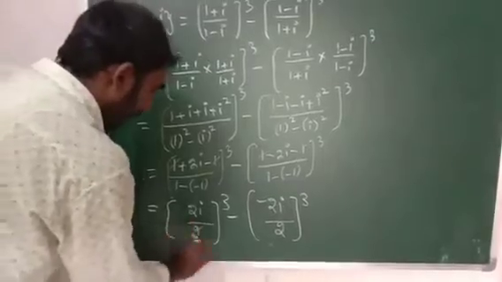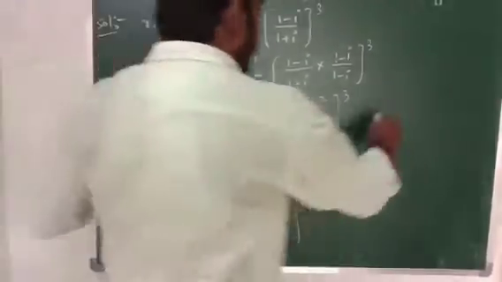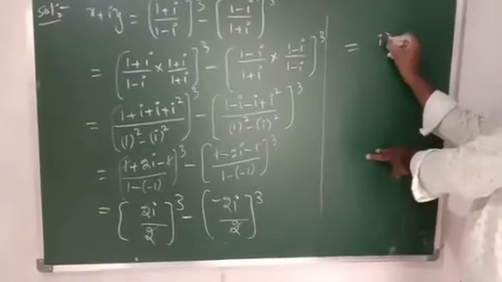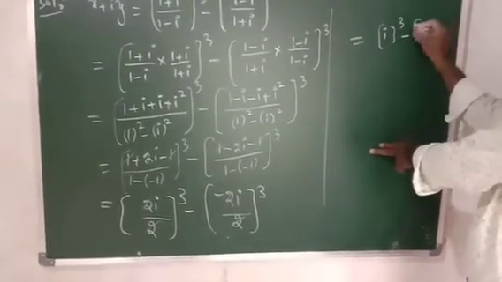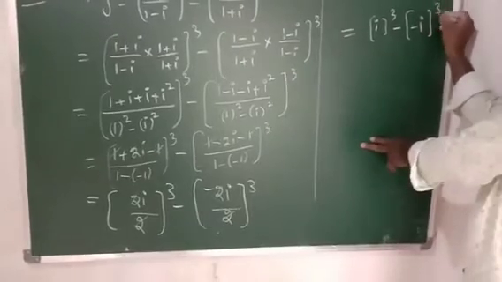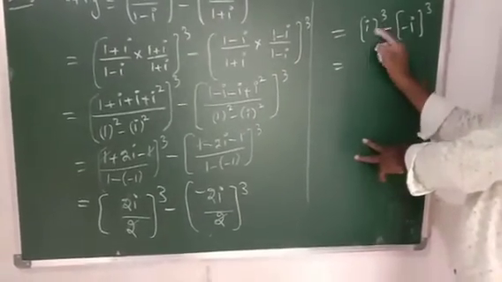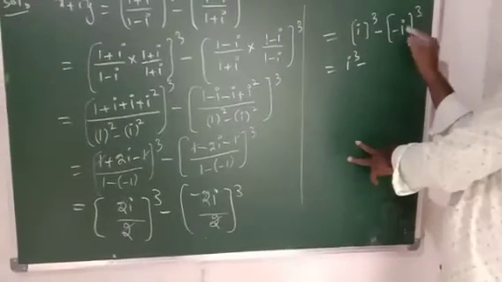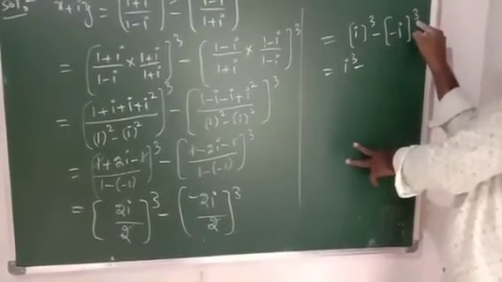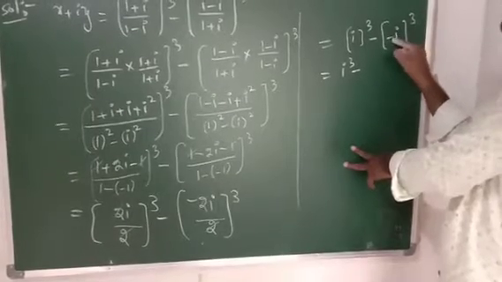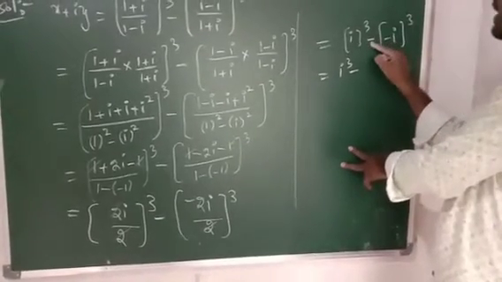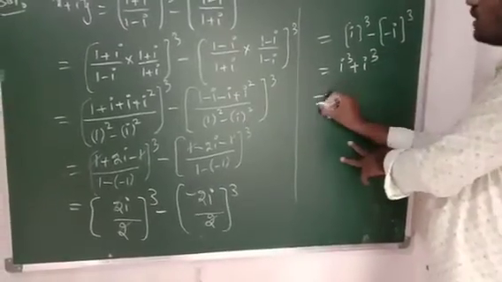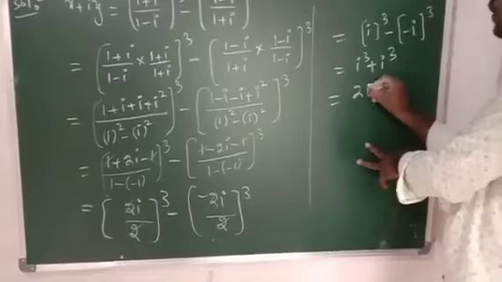So 2 gets cancelled. Now here this is equal to i power 3 minus i power 3. So this is equal to i power 3, minus. Here it is minus, and the power is an odd number, so again the term becomes minus. Already here we have minus, so minus into minus is plus, it is i cube. So this is equal to i cube plus i cube, which is 2 i cube.